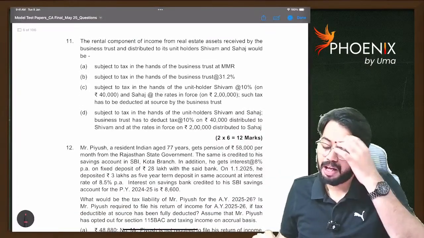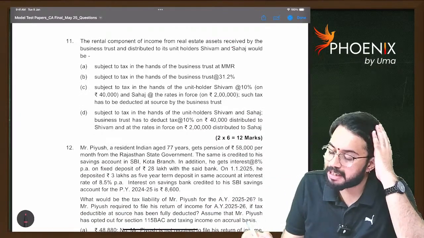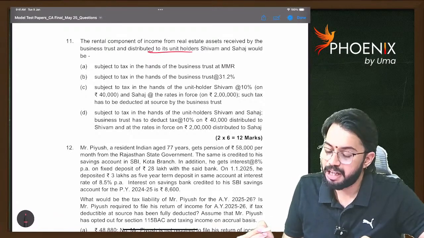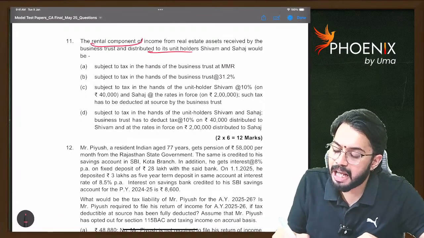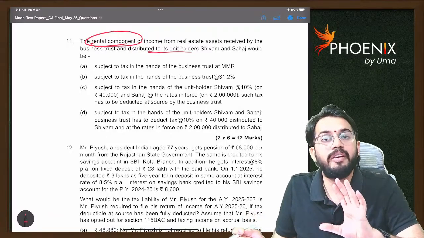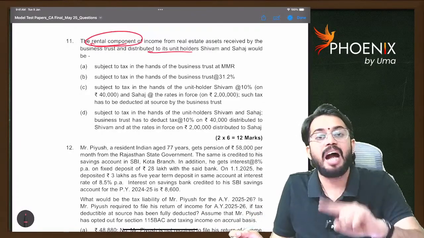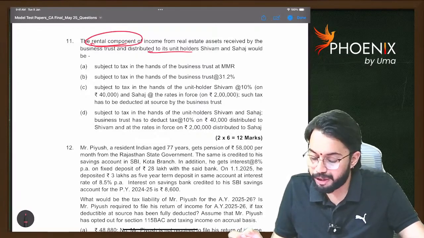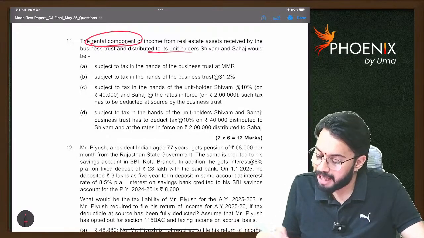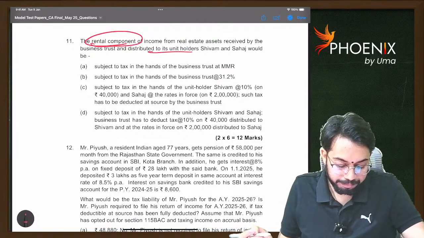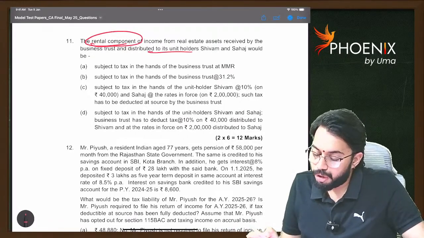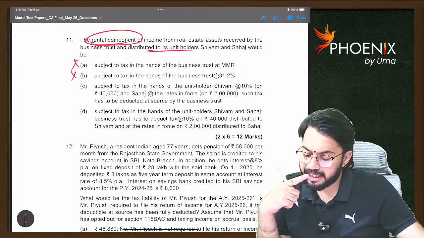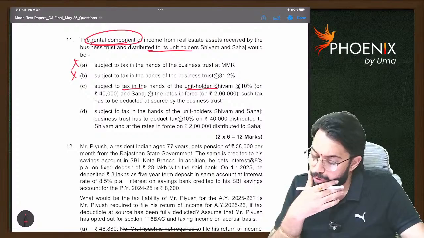Question number 11. Rental component of income from real estate assets received by the business trust and distributed to unit holders Shivam and Sahaj would be rental component. Rental income is exempt in the hands of the business trust and it is passed on to unit holders. Rental income is taxable in the hands of unit holders. A is not correct. B is also not correct. C, it is taxable in the hands of unit holders.